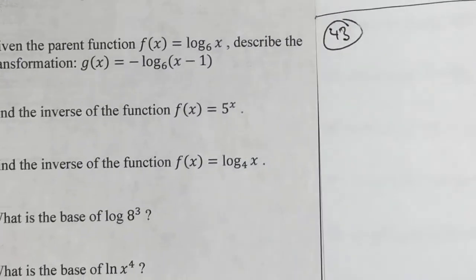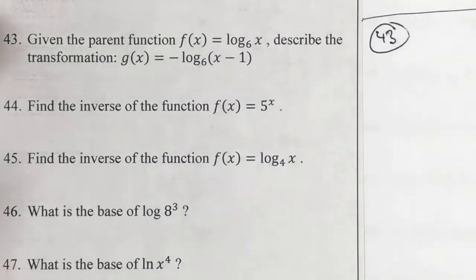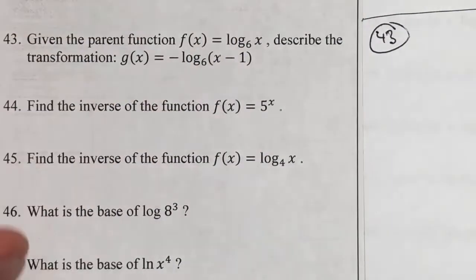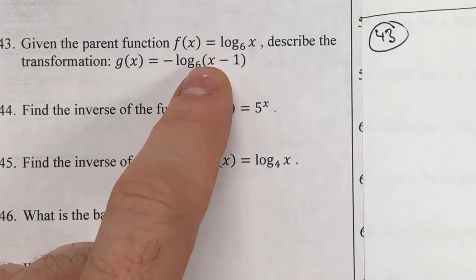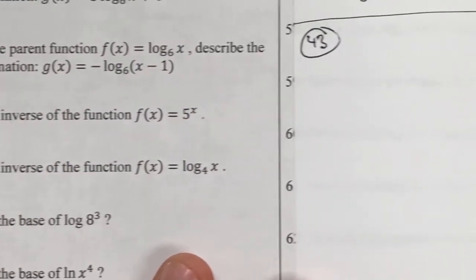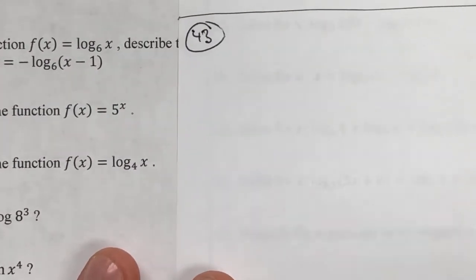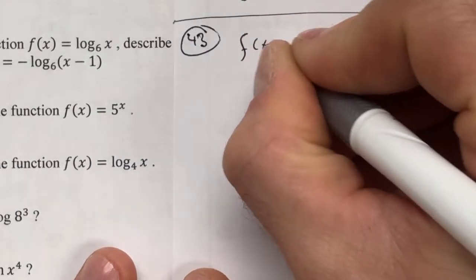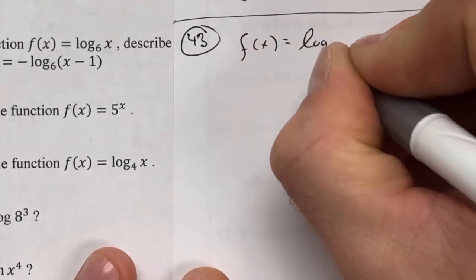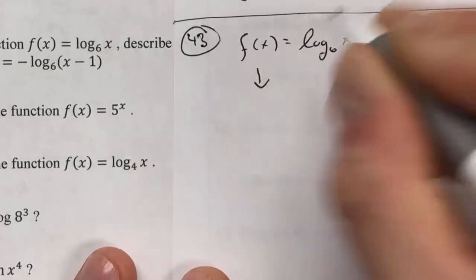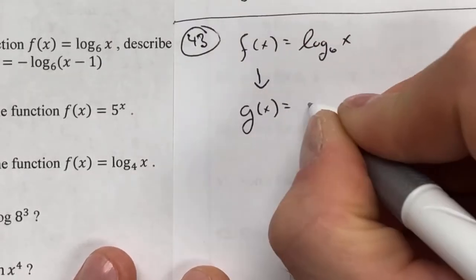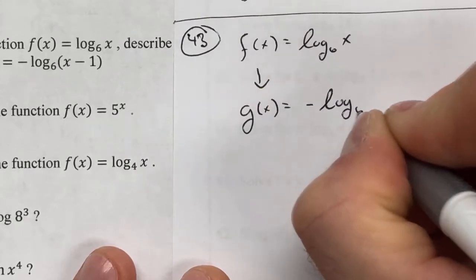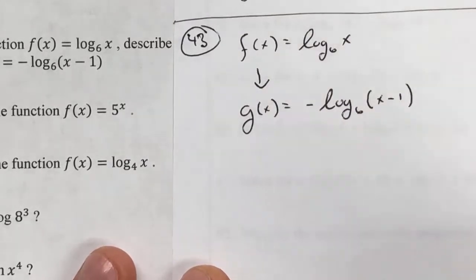Okay. So now 43 is a very similar style question. We're given a parent function log base 6 of x, and we now have to describe the transformations negative log base 6 of x minus 1, and we see that that minus 1 is included in a set of parentheses. So let's go ahead. If we take f of x is log base 6 of x, what happens to get this equation into this equation, which is a negative log base 6 of x minus 1.